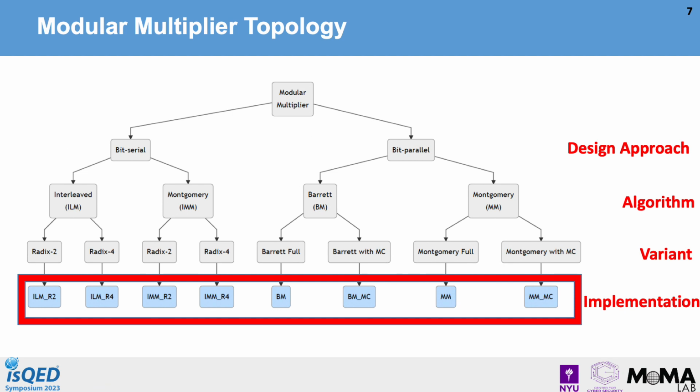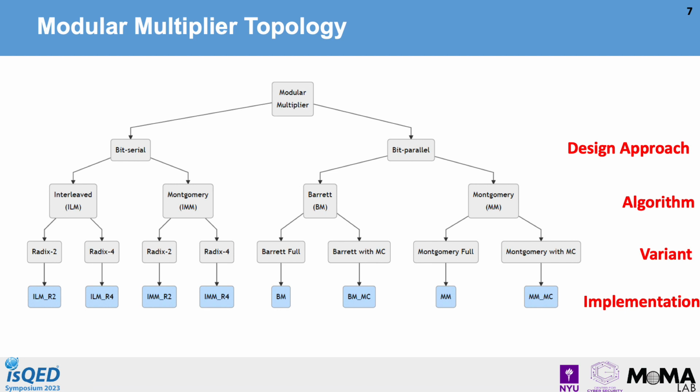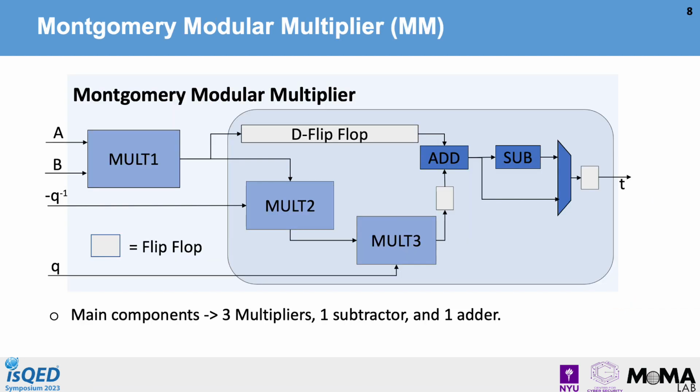Now, let's look at how these implementations are designed. This figure shows the architecture of Montgomery modular multiplication. Its main components are 3 multipliers, 1 subtractor, and 1 adder. Mult1 performs normal multiplication between operand A and operand B. Mult2 takes the product of these operands as input and multiplies with minus q inverse. Mult3 takes the output of Mult2 and multiplies with q. Mult2 and Mult3, along with other hardware such as the adder, subtractor, mux and flops, perform Montgomery modular reduction.